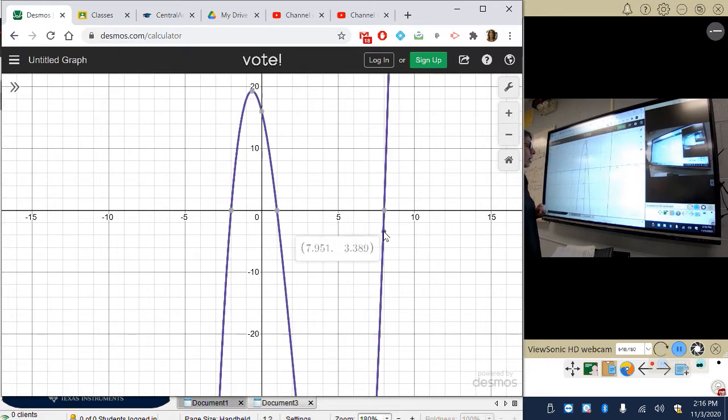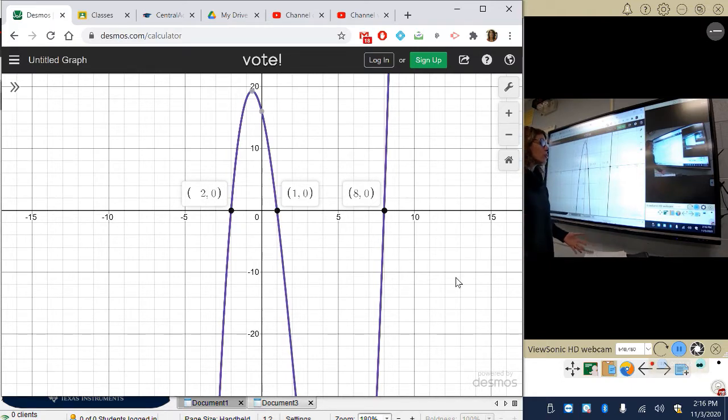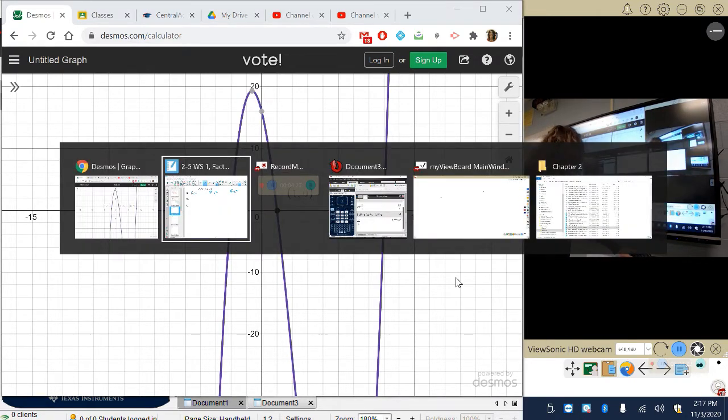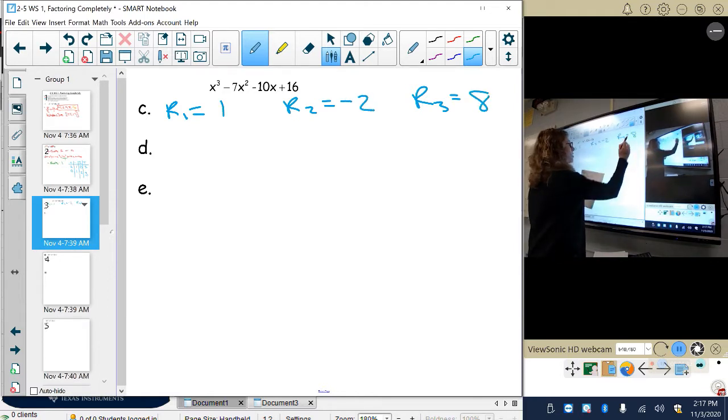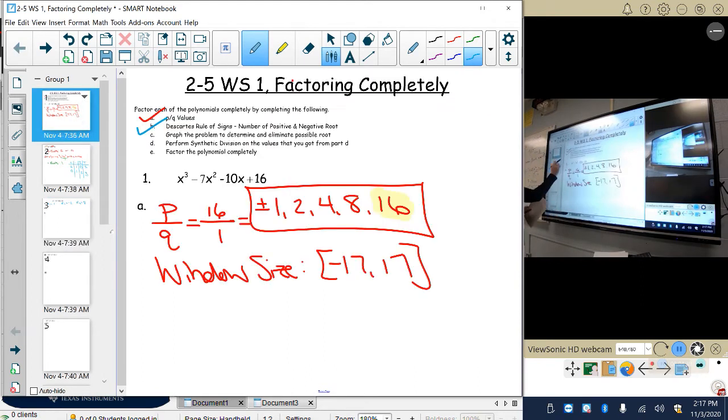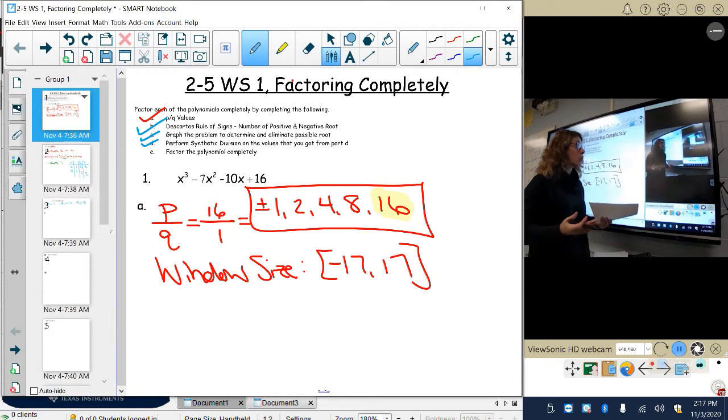So now I'm going to click on my graph, and I'm going to find 8, 1, and negative 2. And 8, 1, and negative 2 just happen to be part of our lovely list. So therefore, that means that we already have our roots. We know that they are 1, we know that they're negative 2, and we know that they are 8. So if I come back over here and I say I graph it and then I perform synthetic division on the values that you got from part D, I got all of the roots, so I don't need to do synthetic division, so I'm done with that.